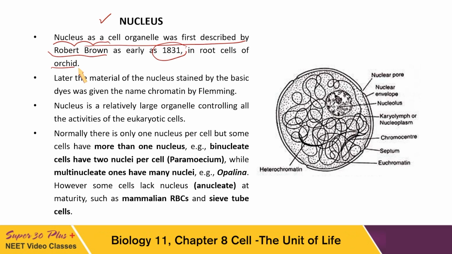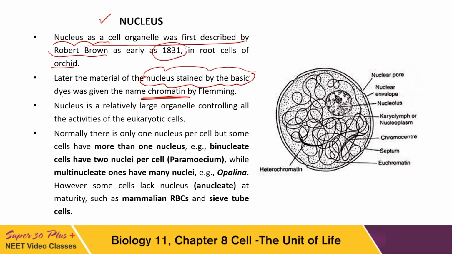The material of the nucleus is stained, very important part again. Nucleus, how can we stain the nucleus? We can stain the nucleus with basic dyes, and because it can be colored with basic dyes, that is chromatin, that name was given chromatin.